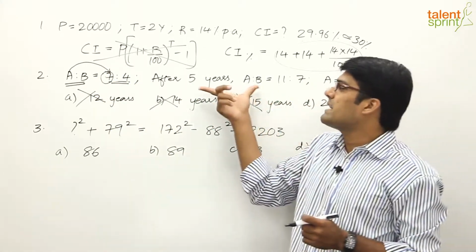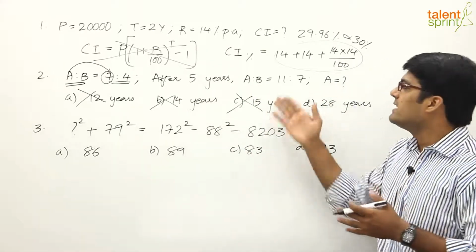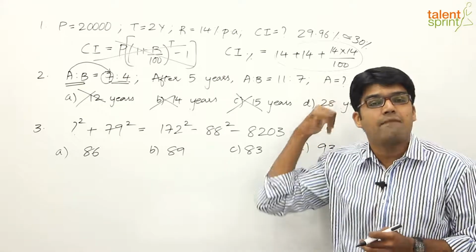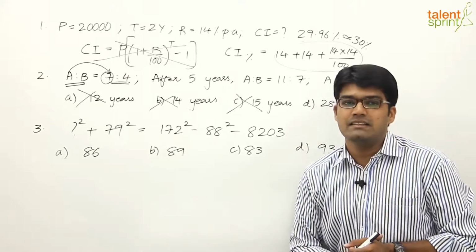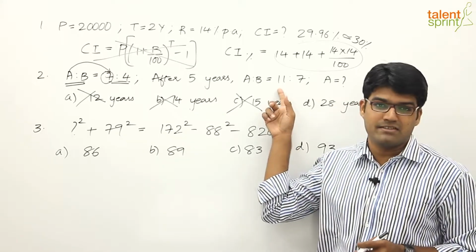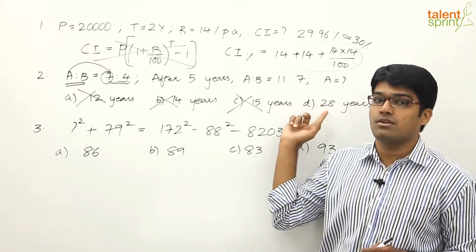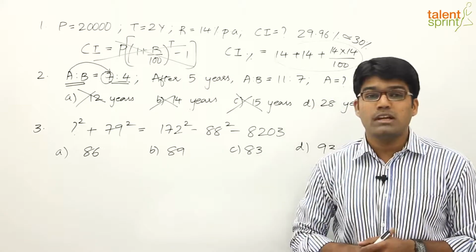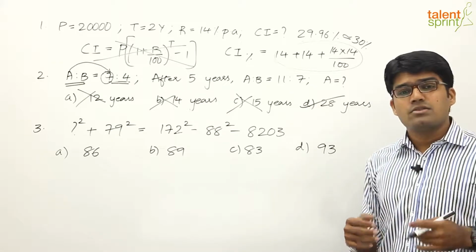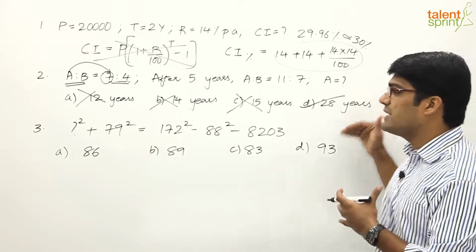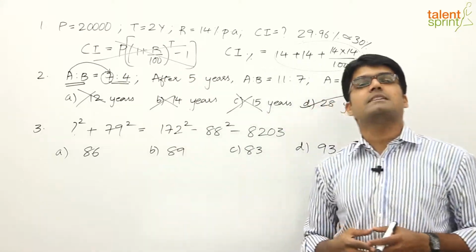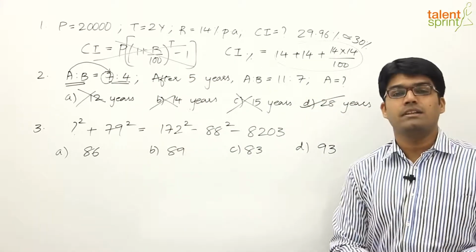Now what happens? The second part of the question says after 5 years, the ratio becomes 11:7. Now if A's age is 28 years, after 5 years it would become 33. 28 plus 5 is 33. Is that a multiple of 11? Yes, it is. So we see that the fourth option, or option D here, satisfies both the conditions of the given question. Hence, this has to be the correct answer. So this is how in the substitution method, we just try to substitute back the answers in the given question and see which option satisfies the conditions given in the question.